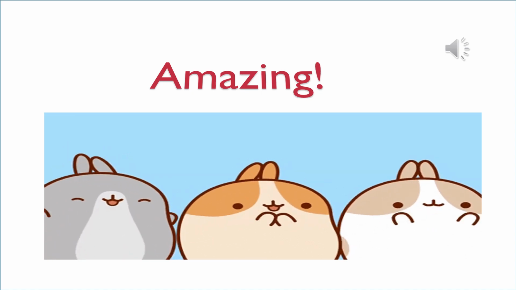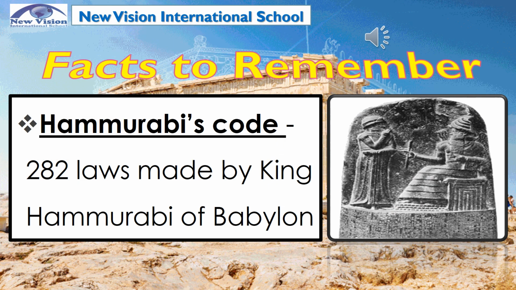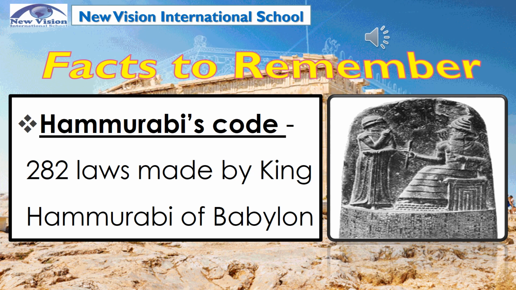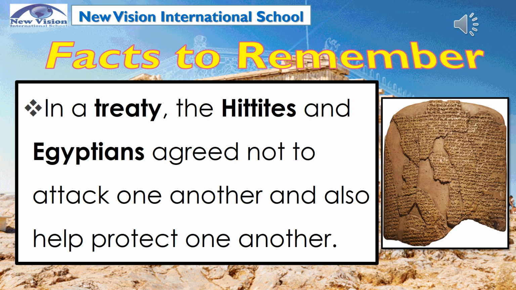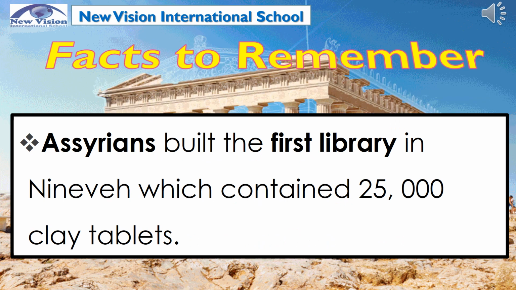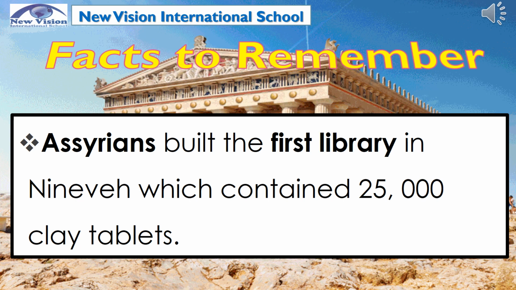Amazing participation, grade 2. Please bear in mind the facts to remember. First one is Hammurabi's Code. It's 282 laws made by King Hammurabi of Babylon. In a treaty, the Hittites and Egyptians agreed not to attack one another and also help protect one another. Assyrians built the first library in Nineveh, which contained 25,000 clay tablets.